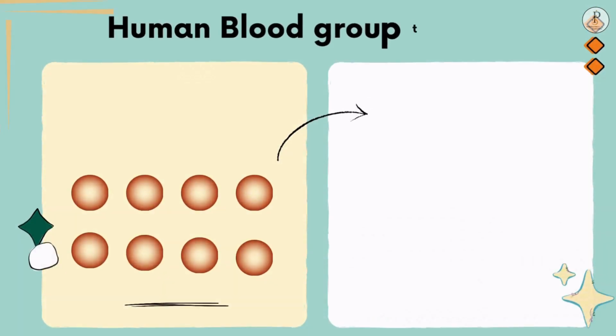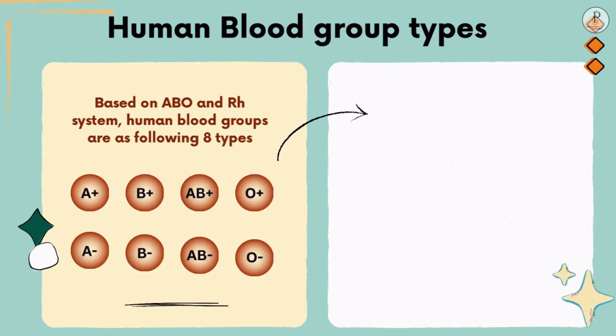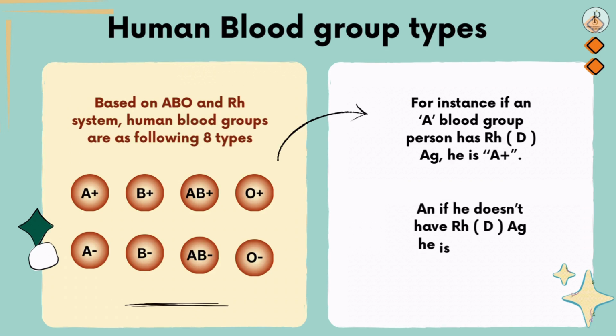Human blood group types. Based on the ABO and Rh systems, human blood group types are divided into the following 8 types: A positive, A negative, B positive, B negative, AB positive, AB negative, and O positive, O negative. For instance, if an A blood group person has RhD antigen, he is said to be A positive, and if he does not have RhD antigen, he is A negative, and likewise.